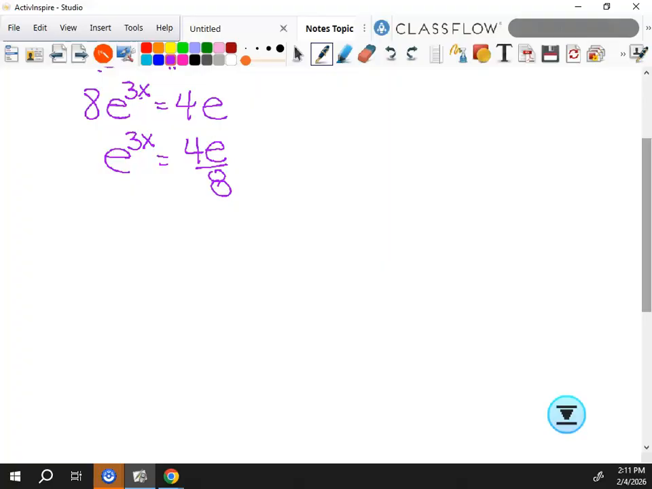And then I'm going to make this e to the 3x power equals 1/2 e. Now, can I make that 1/2 an exponent on e? No, because that is a log property, right? That is not an exponent property.